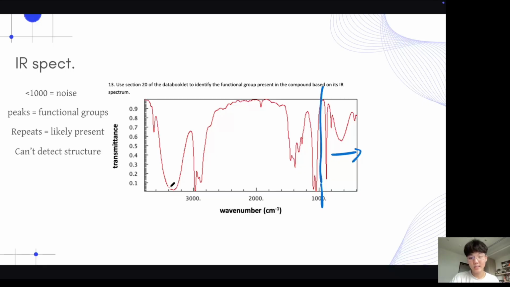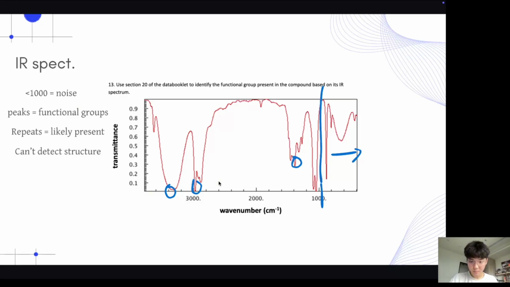The things we are interested in are the peaks of this spectrum. And the thing I find quite ambiguous is that a lot of these peaks correspond to multiple functional groups, so it's very hard to actually be certain. But you can go by this rule: a repeat is most likely present. So say we have a repeat here of, say, carboxylic acid, another repeat of carboxylic acid, then you can know that carboxylic acid is most likely present.